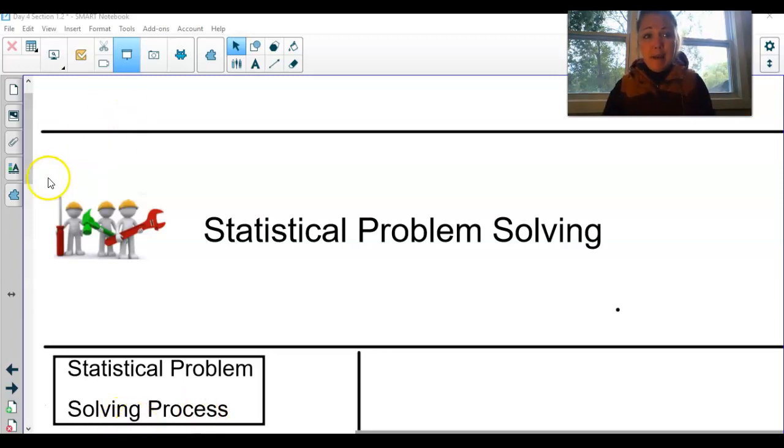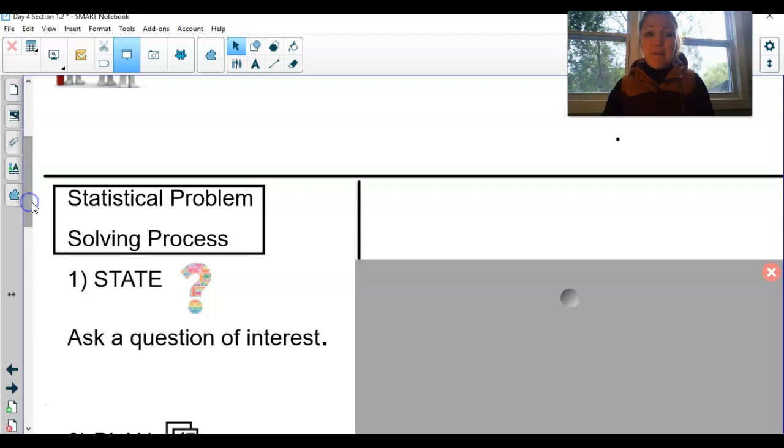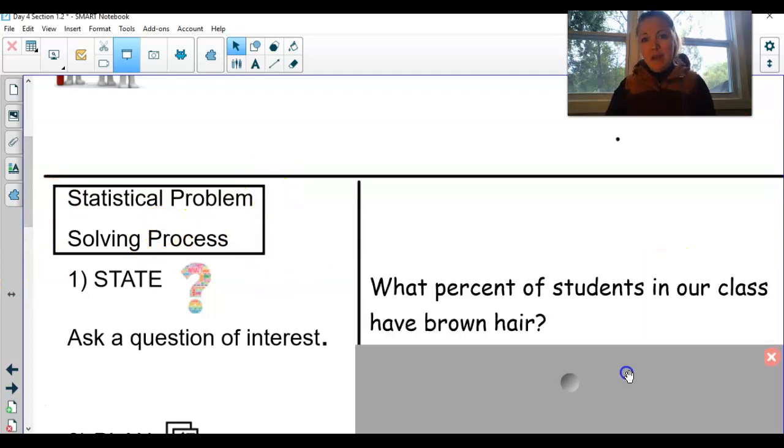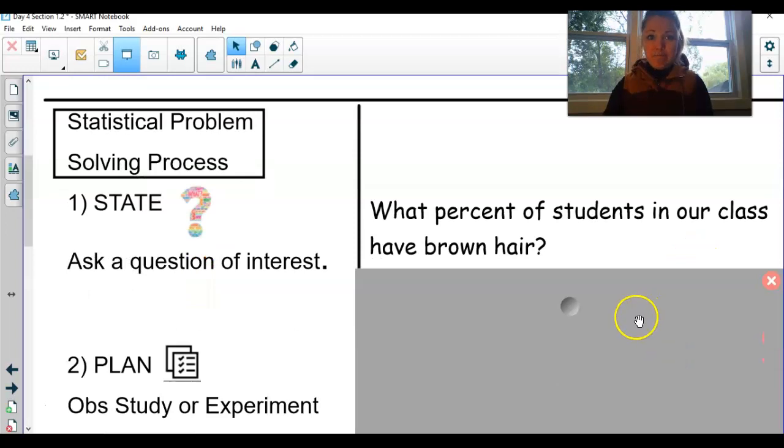So the first thing that happens is we have the state process, and that's where we just ask a question of interest. What percentage of students are going to the U of M? What is the average weight of a baby cat? So on and so forth. You have a question about a population that you want answered. So my question of interest when I taught this in class last year was just what percent of my students in our class have brown hair, okay? So that's number one, the state part, ask a question of interest.